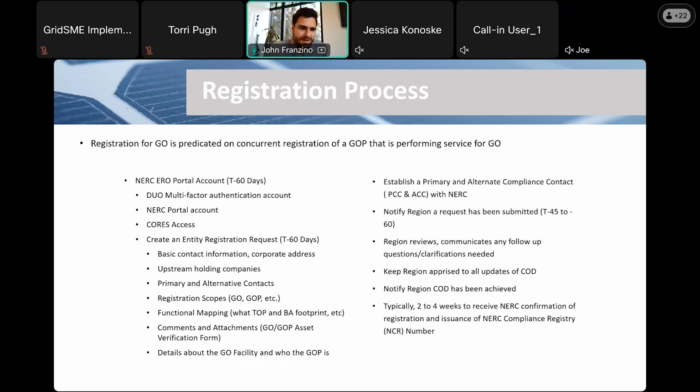The only other thing I'll talk about from a registration standpoint is that the owner of the generator, the GO, or soon to be GO, whose project is maybe triggering registration for the GOP, the GO is kind of first to go, right? So the GO is actually initiating the registration request, but as part of that request, they have to formally denote who their associated GOP is going to be. So those two things need to happen in parallel or together. And so the GO and GOP need to be in coordination about that.